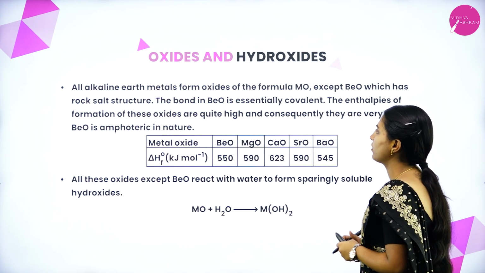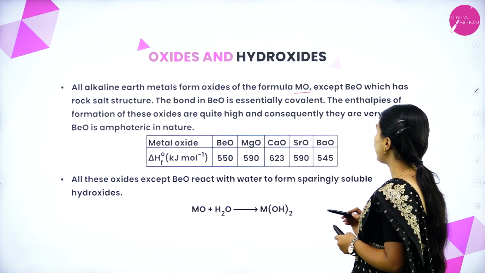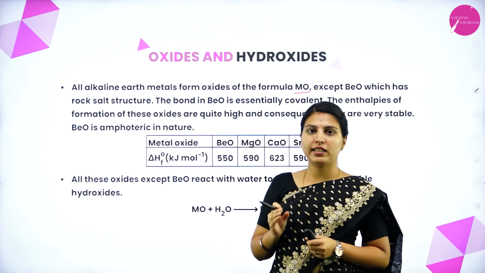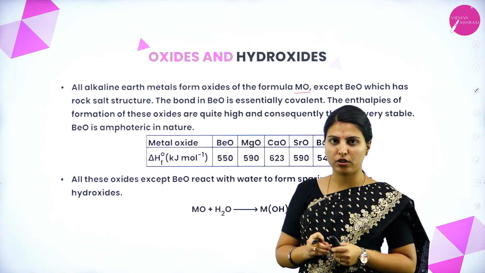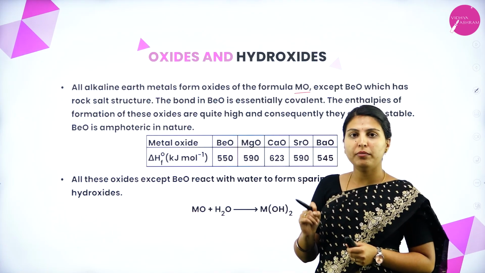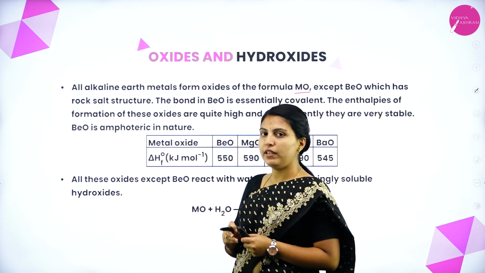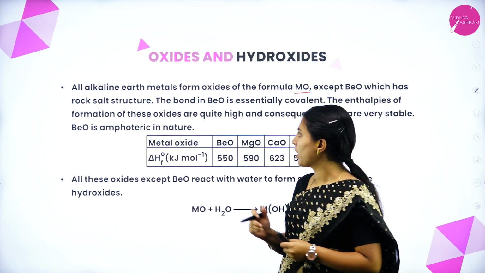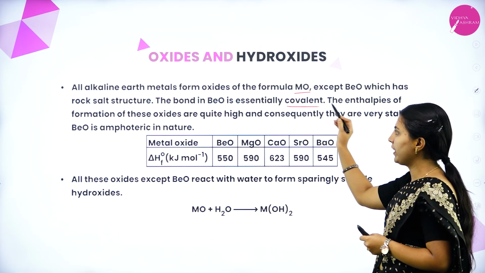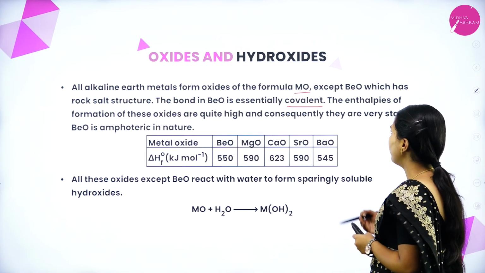Oxides and hydroxides. All alkaline earth metals form oxides of the formula MO except beryllium oxide, which has a rock salt structure. All the alkaline earth metals will form metal oxide except beryllium. It will also form beryllium oxide, but it will be amphoteric in nature, and also it will form a rock salt structure. The bond in BeO, that is beryllium oxide, is essentially covalent in nature. Others are ionic in nature, but beryllium oxide is covalent in nature.